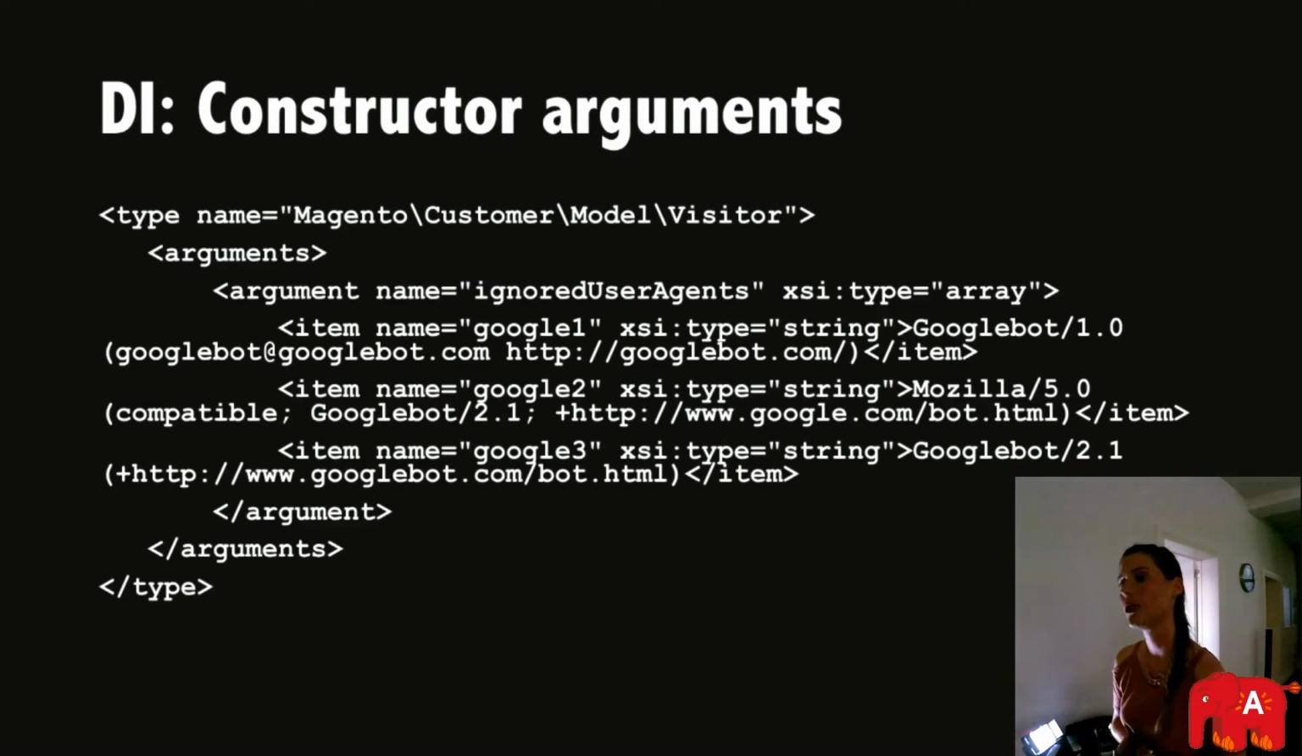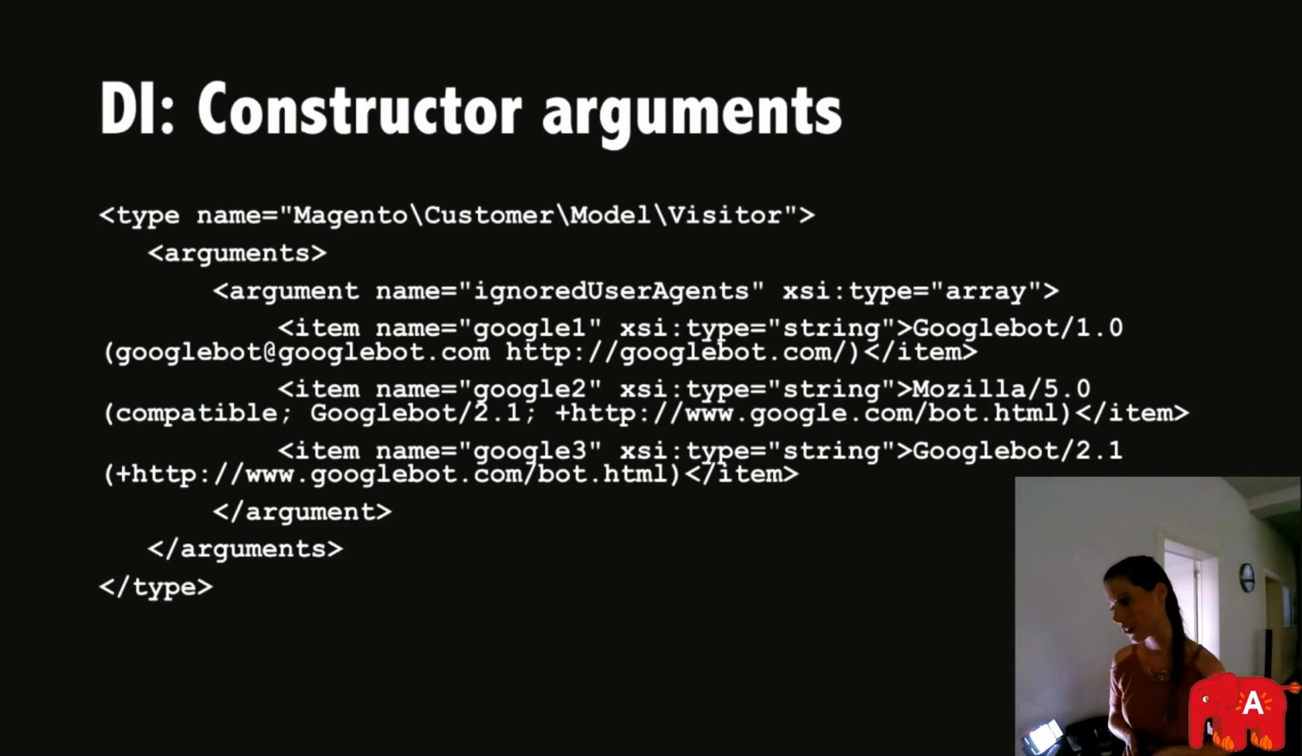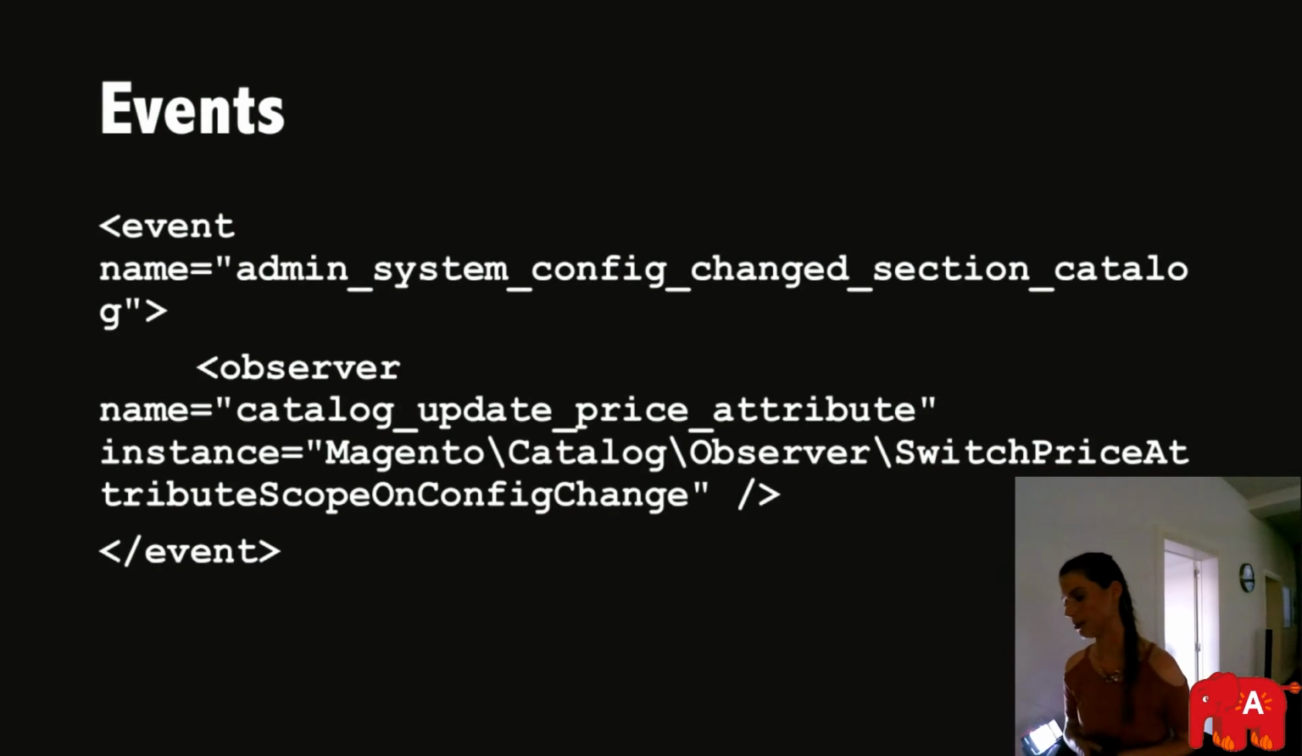In the di.xml, you can also specify constructor arguments. Here we say for the type Magento customer model visitor, so for the constructor of the visitor class, it takes arguments, and one of those arguments is ignored user agents, which is of the type array, and in this array there are 3 items. Now, because this is defined in the di.xml, I can put this in my own di.xml and maybe add a 4th item to this array because my module needs it. That's everything about dependency injection.